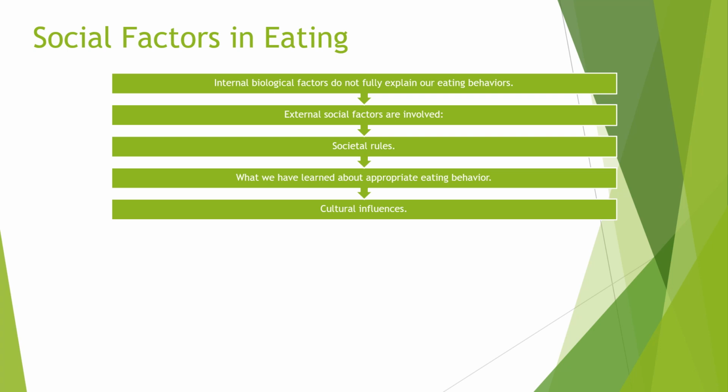We also have to take into account what we have learned about appropriate eating behavior. Perhaps you grew up in a family with overweight individuals, and so you learned that it's okay to eat a huge, vast amount of food at one sitting. Or perhaps you grew up in a family who really monitored what they ate, and so you've learned those aspects of eating. You also then have to take into account cultural influences.